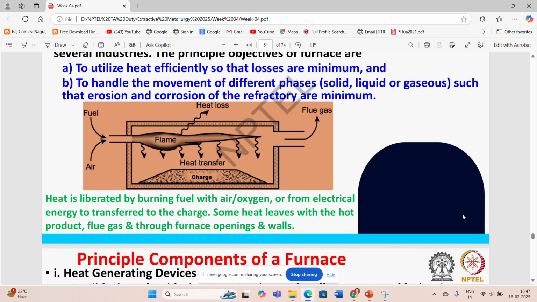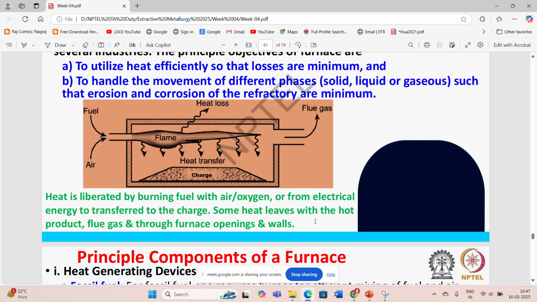So for providing the proper efficiency in these furnaces, we have to go with refractory linings during the furnace making process. Heat is liberated by burning fuel with air or oxygen, or from electrical energy, to transfer to the charge. Some heat leaves with the hot product, flue gases, and through furnace openings and walls.